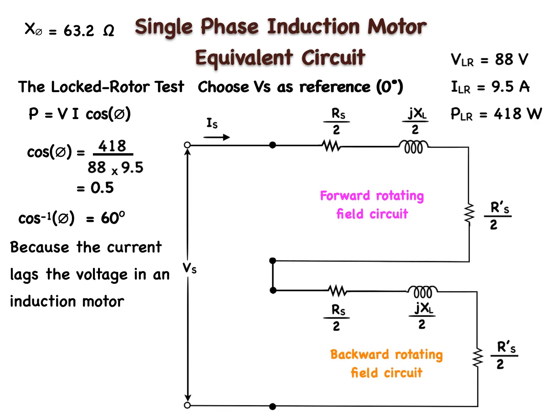Because the current lags the voltage in an induction motor, the angle of the current phasor ILR is minus 60 degrees. Therefore, the current phasor ILR is 9.5 at minus 60 degree amps in polar coordinate form, or 4.75 minus j8.227 amps in rectangular coordinates.